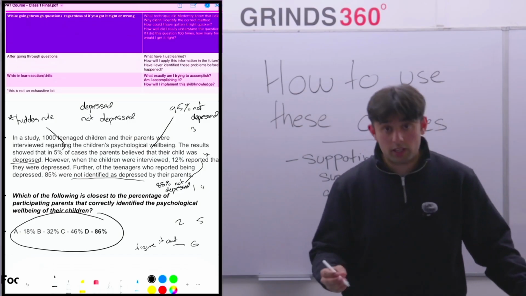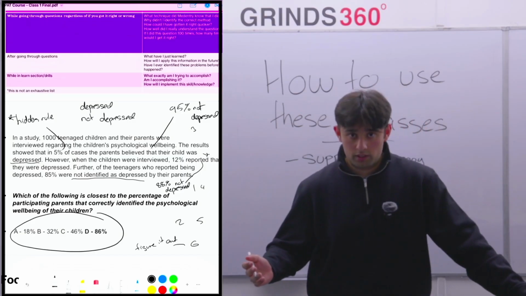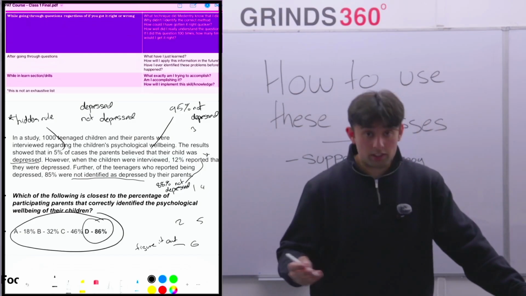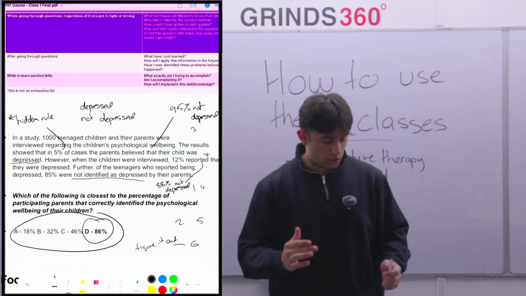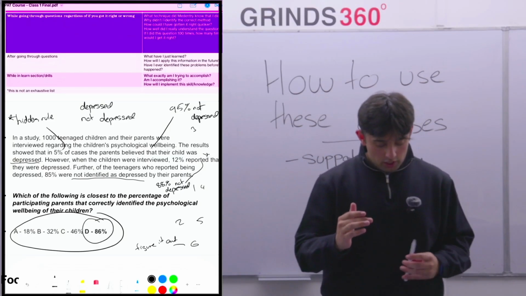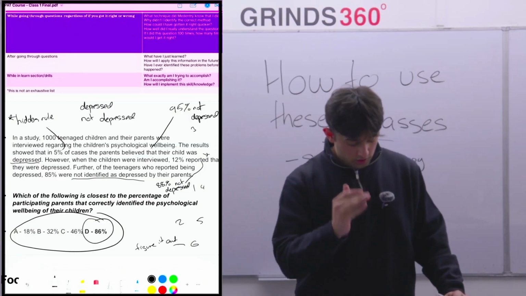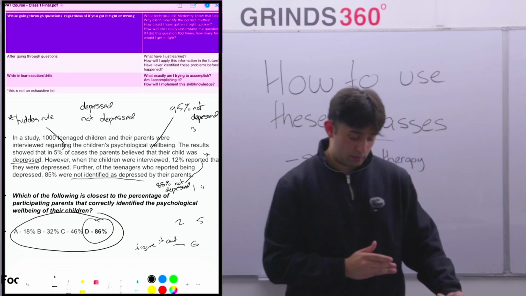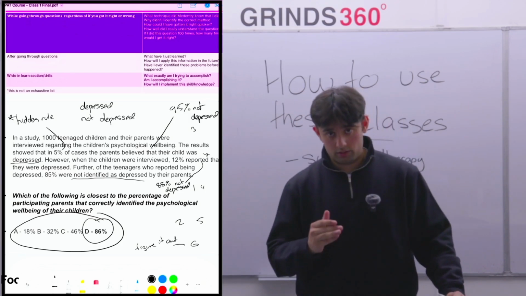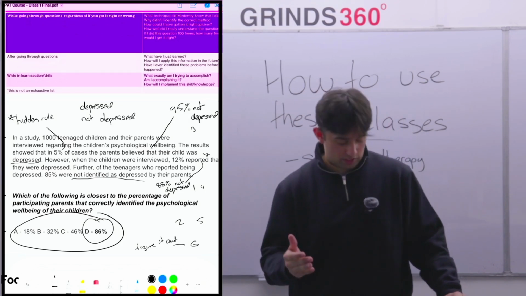And look, only one of the answers is above 50. So at this point, you can safely pick D. Now, yes, you can go into further detail. It's not the goal of today. You can go into further detail and say, like, of the teenagers who were depressed, 85% were not identified as depressed by their parents. In other words, the parents do not realize that the children are depressed.